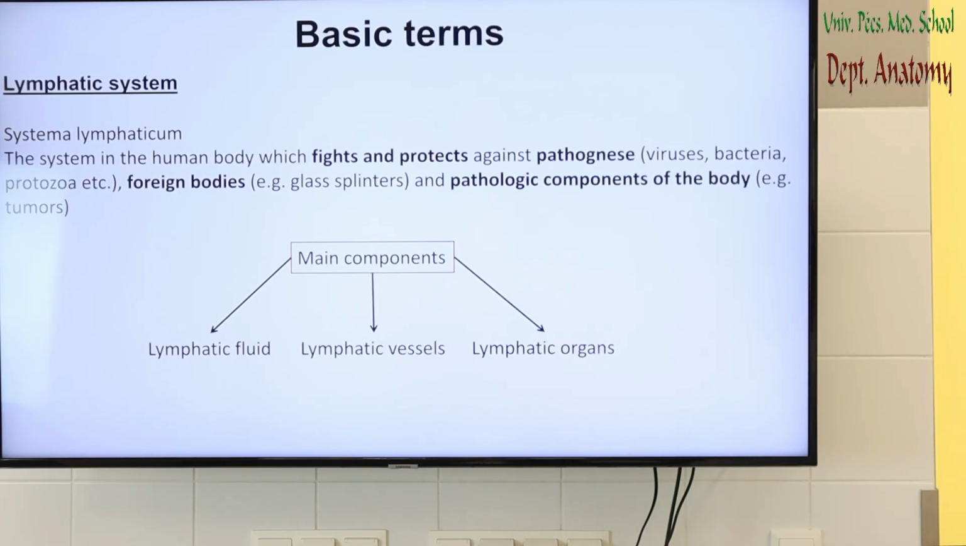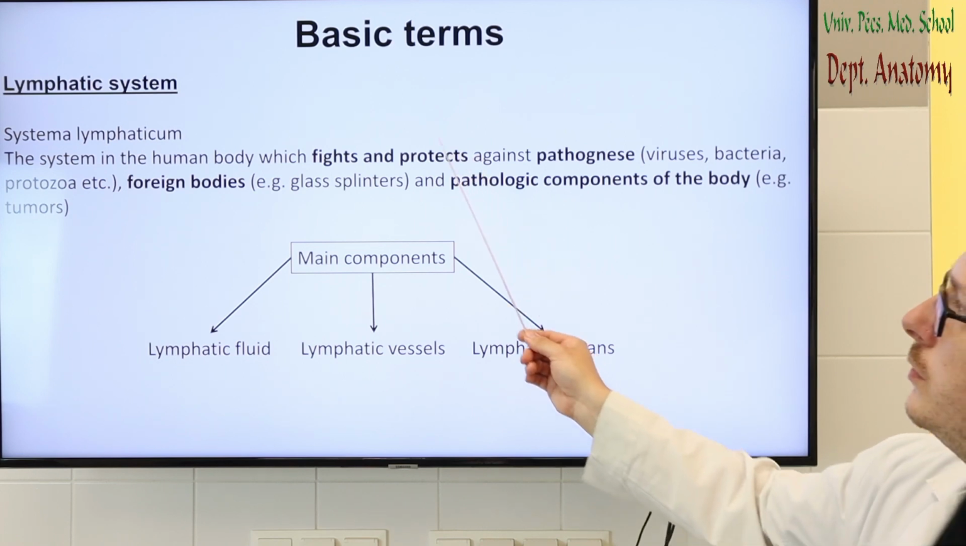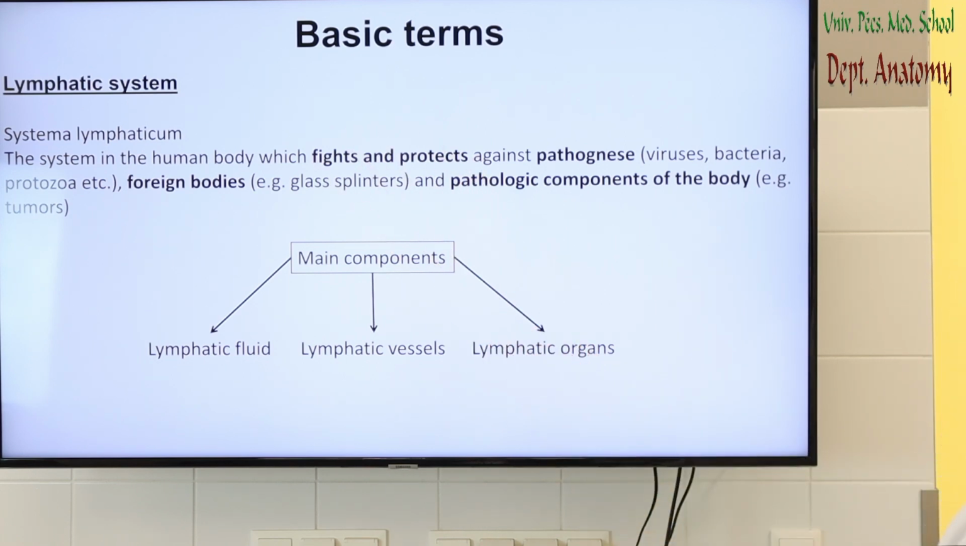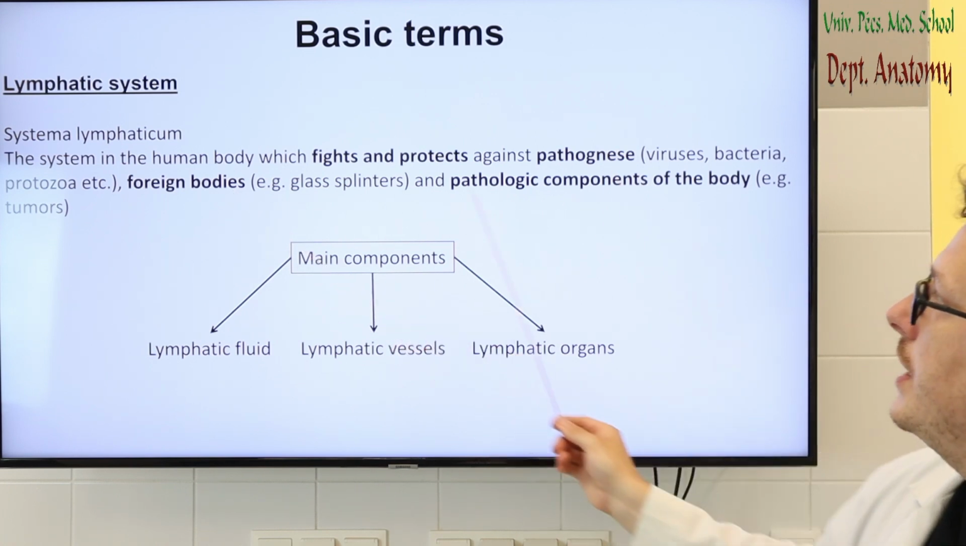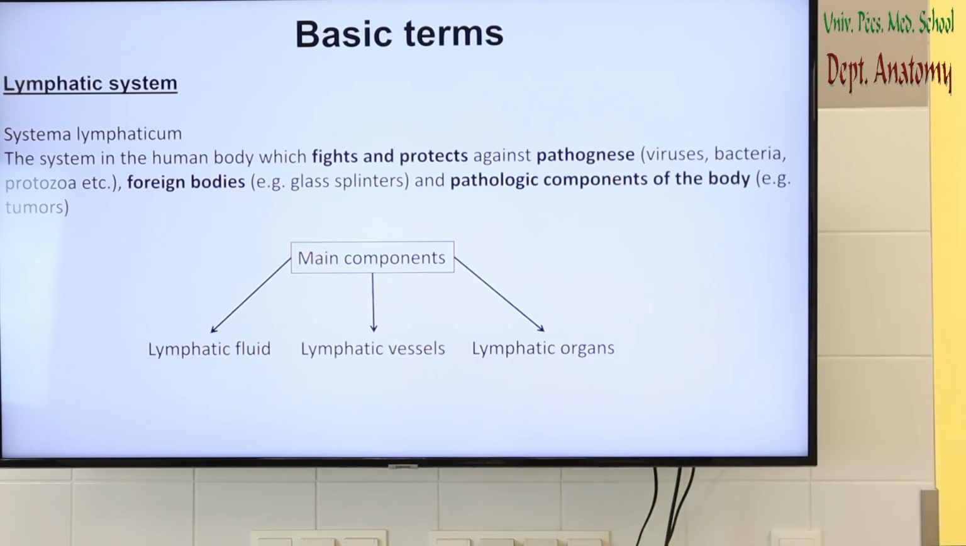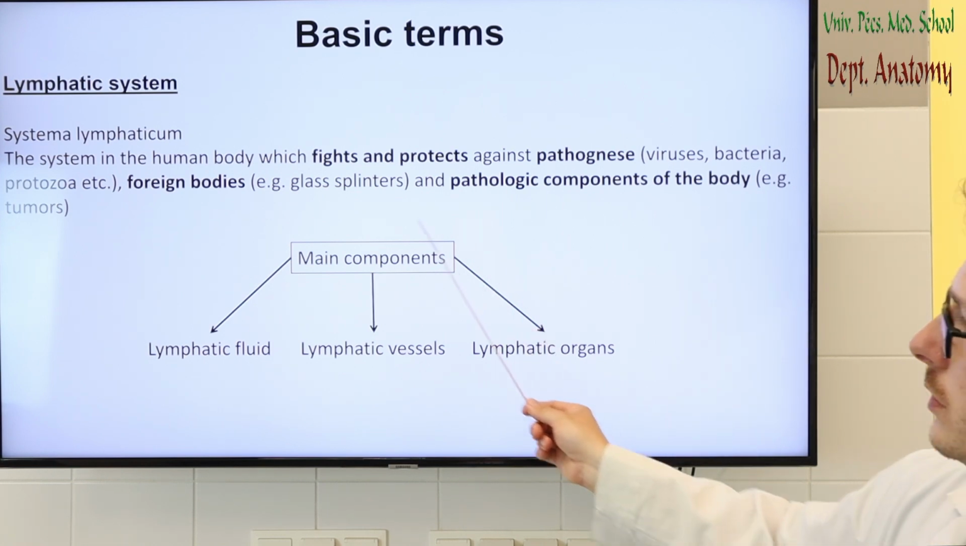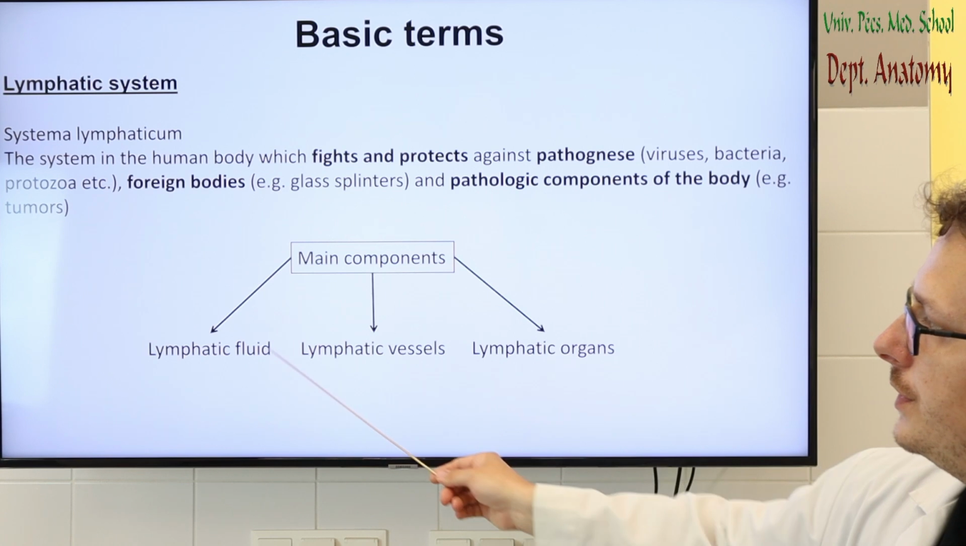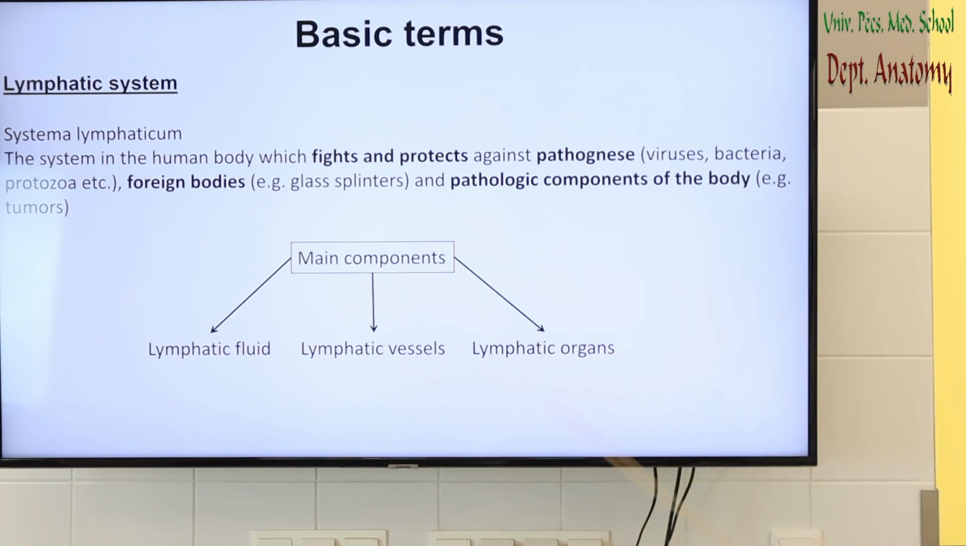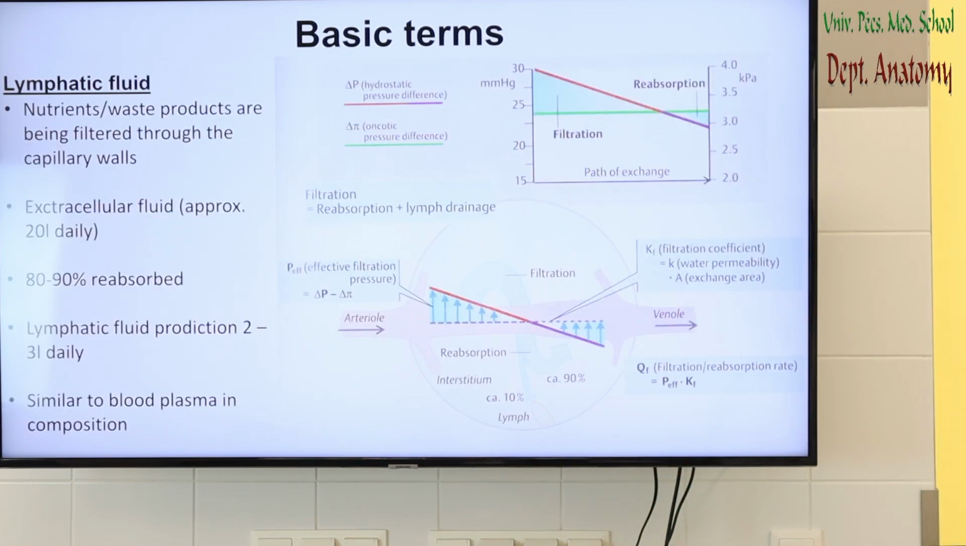The lymphatic system is a very important system of the human body. It is meant to protect us and fight against different pathogens, foreign bodies, and pathologic components of the body, such as tumor cells. The major components of the system are the lymphatic fluid, the lymphatic vessels, and the lymphatic organs.